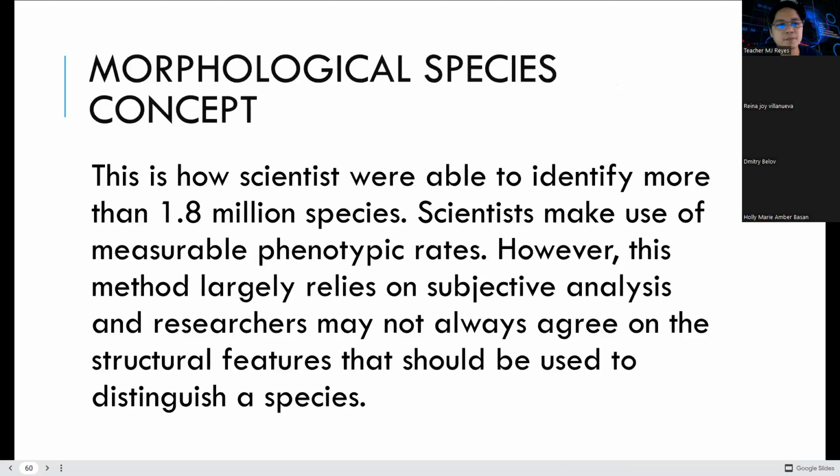Morphological species concept. This is how scientists are able to identify more than 1.8 million species. Scientists make use of measurable phenotypic traits. However, this method largely relies on subjective analysis, and researchers may not always agree on the structural features, so it should not be used alone to distinguish a species. If it is just in morphology, okay, morphology meaning the appearance, we cannot actually classify them just because they appear more or less the same. No.